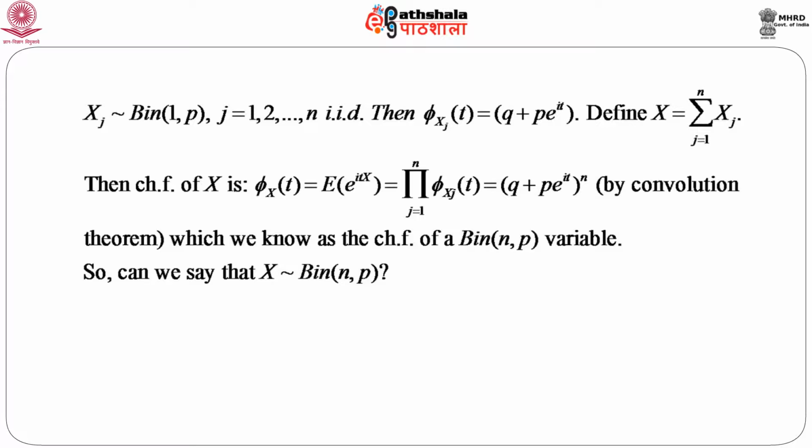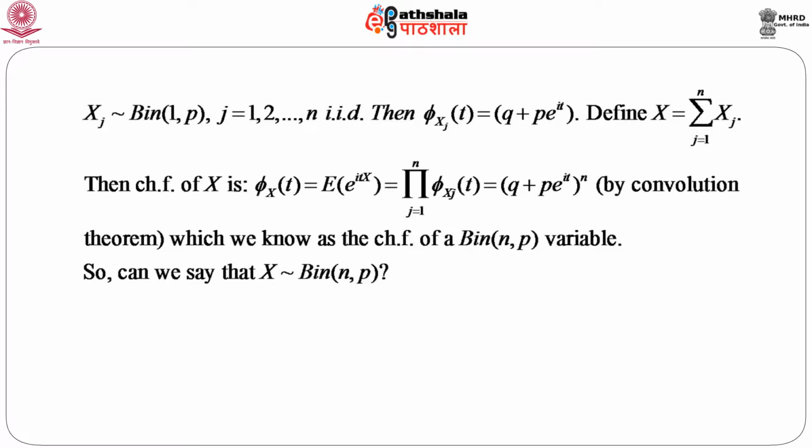And if you replace this phi X j of t, which is q plus p e to the power i t, then this becomes q plus p e to the power i t, whole to the power n. Actually, we can say that just by the convolution theorem we can get this. And if we look at this characteristic function, q plus p e to the power i t to the power n, we know that this is the characteristic function of a binomial random variable with parameters n and p. But the question is, from this observation, can we immediately say that X follows binomial n, p? So, this is the basic question that we are trying to address in this talk.